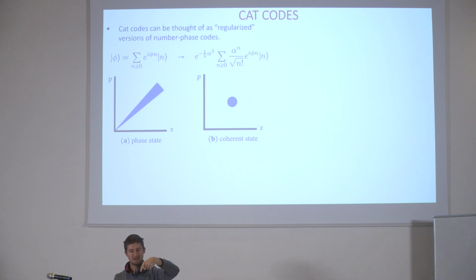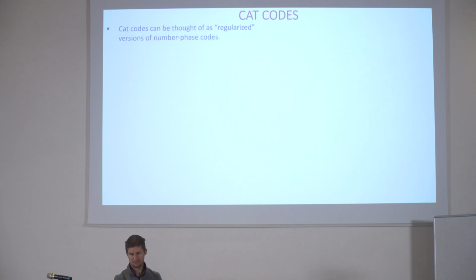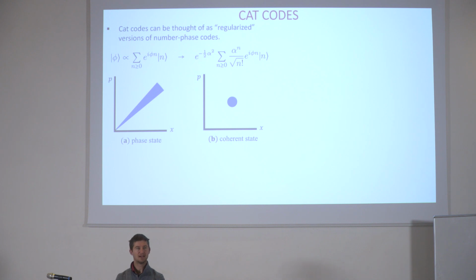Similarly, if you write these cat codes like I had written, and you substitute alpha e to the i phi coherent states and do the math that I just did, you get the same orthogonality relation. You inherit directly the same spacing in Fock space. So you're also protected against jumps in the Fock state number, or angular momentum kicks. These cat codes are very similar in their level of protection to the number phase codes. However, as with the number phase codes, coherent states are not quite orthogonal, so we have to worry about corrections to exact correctability.